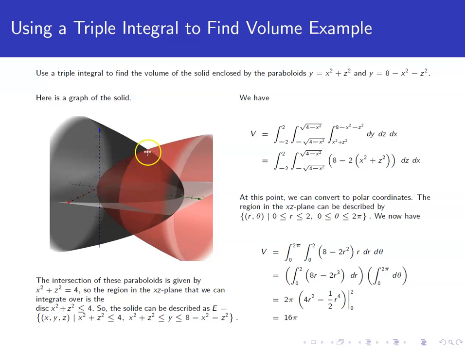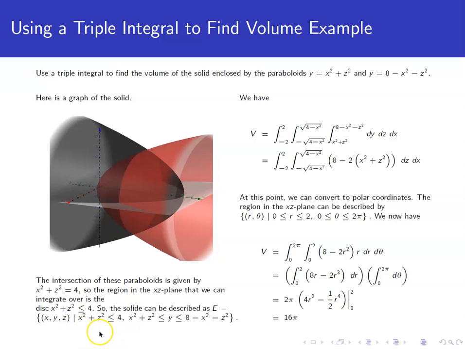Now we see that the intersection of these two surfaces is the circle x squared plus z squared equals 4. If we imagine taking this and smashing it down to the xz plane, that means our x and z have to satisfy the inequality x squared plus z squared is less than or equal to 4.